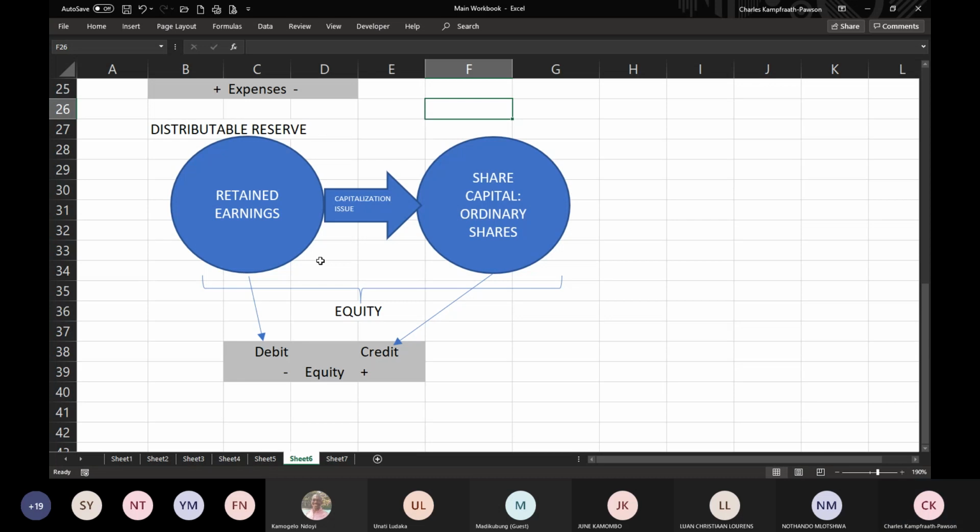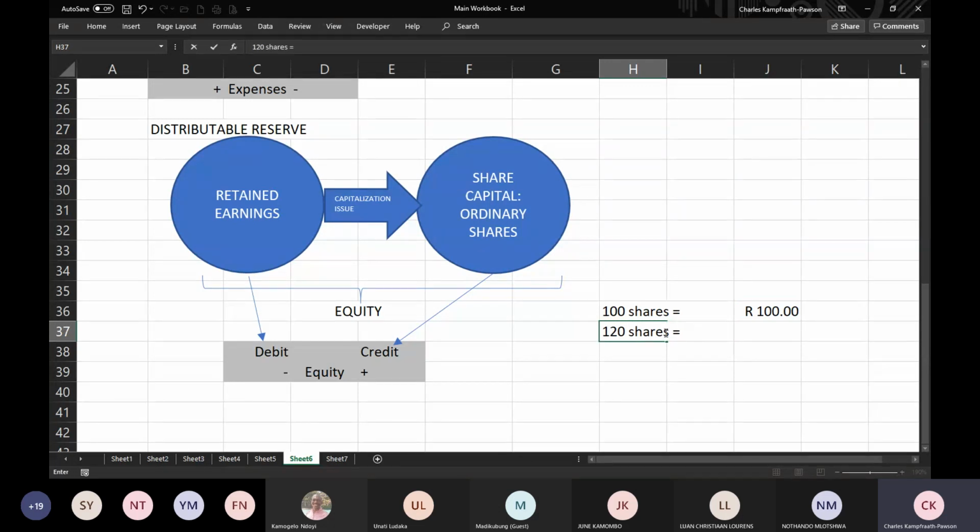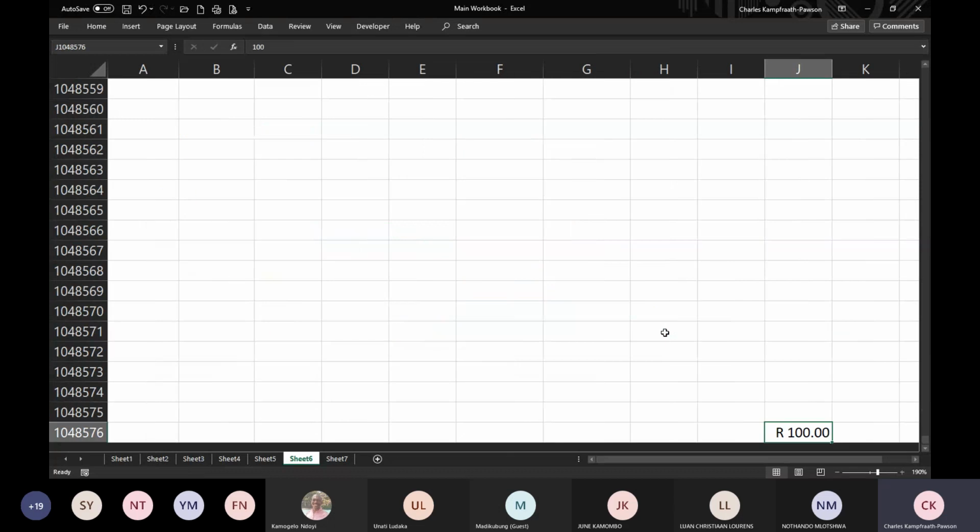If I have 100 Rand worth of share capital, and that is made up of 100 shares of 1 Rand each. So the value is 1 Rand each. For 100 shares, it's 100 Rand share capital. So 100 shares equals 100 Rand, okay? And now all of a sudden I say I now have 120 shares, but no transfer happened to the value and the value is still the same.